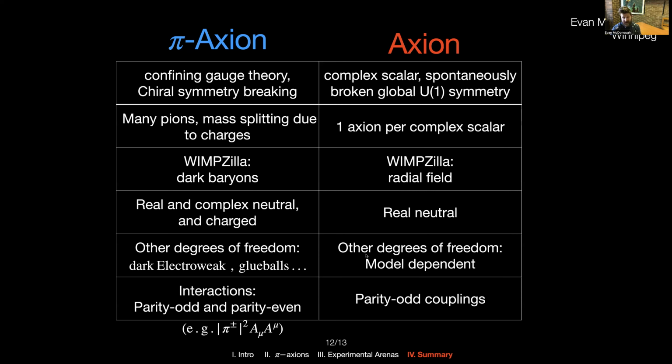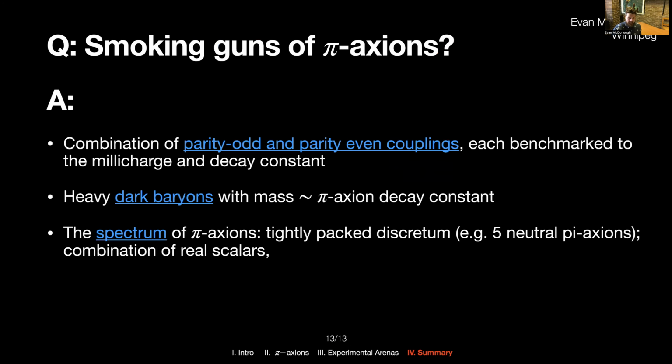Both the π-Axion and the axion have an abundance of other degrees of freedom. In the axion story, it's model dependent. In the π-Axion story, from this dark center model, we have the whole dark electroweak sector. You have blue balls. You have lots to play with there that you can go searching for, which again encodes the same, some relatively small step from underlying parameters. In the axion case, you have parity-odd couplings of the axion to photons. In the π-Axion, you have both parity-odd and parity-even couplings, for example, the coupling of the charged pions.